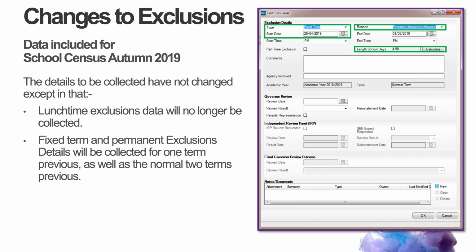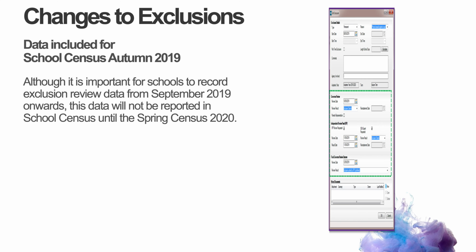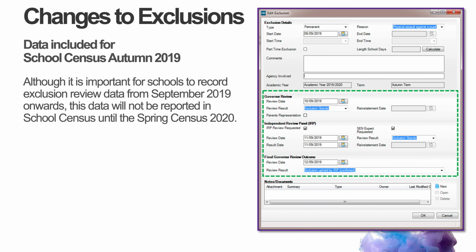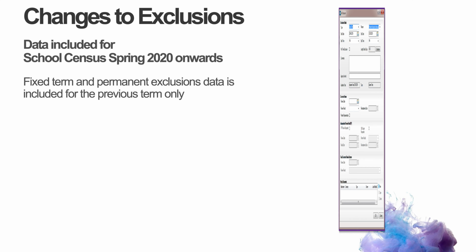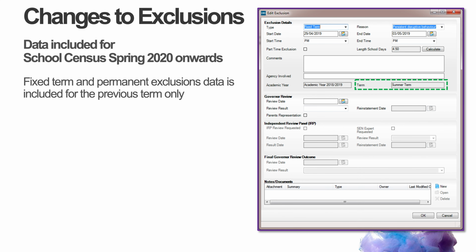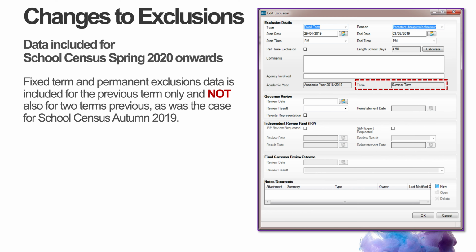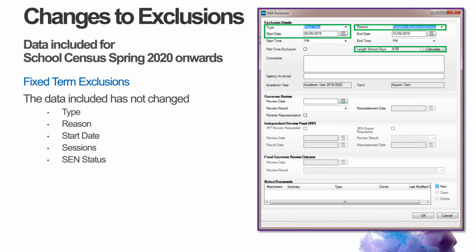Right, so as I said earlier, lunchtime exclusions data is no longer required for census, no longer collected. And the autumn return will be collecting data for exclusions in both the spring and summer 2019 terms. And then from January 2020, it's going to start recording all this new review information. Okay, so fixed term and permanent exclusion data is recorded for the previous term only, and not the previous 2 terms, which is currently the case. So it's always going to be 1 term in arrears, just like the attendance data.